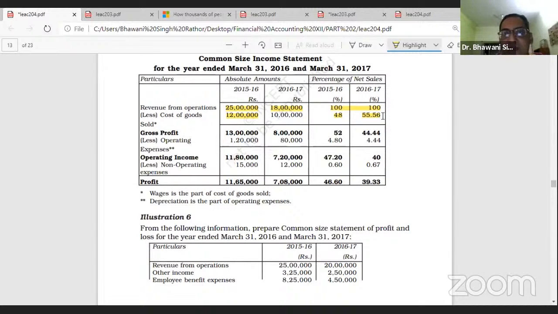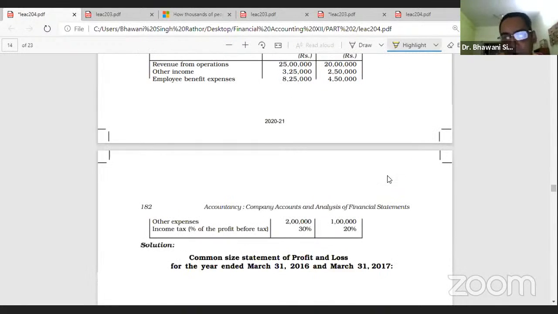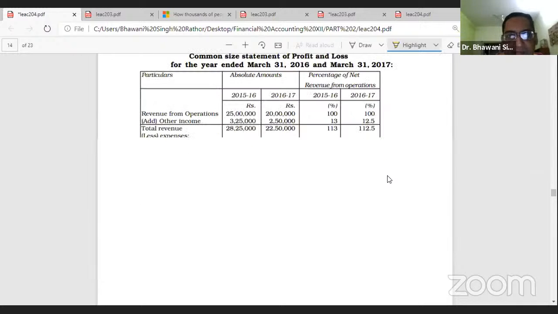That is why we call it vertical analysis. What we are doing is vertically comparing different items as part of revenue from operations. We are not comparing the two years. So again, for different items, if you do this, you will get the percentages of net sales for different items. So that is your common size statement of profit and loss, or income statement.